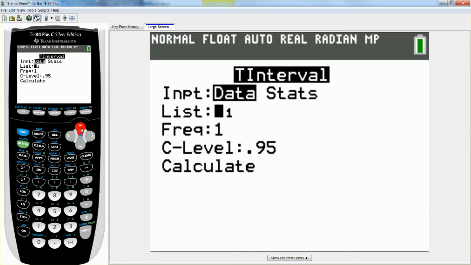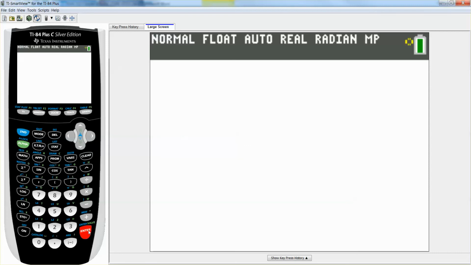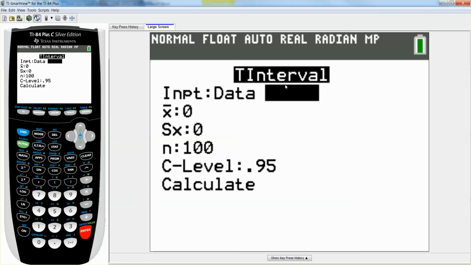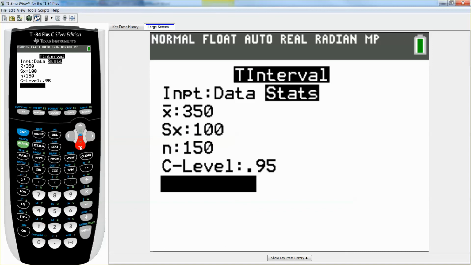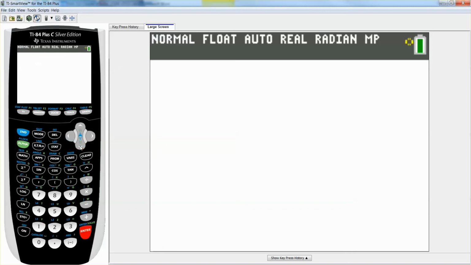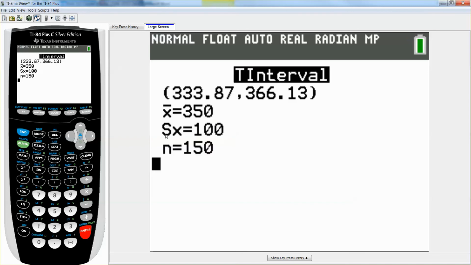Now, if you don't actually have a column of data, if no data was given to you, then they must have given you enough information to use stats. Stats is the one you use if they give you a big paragraph with lots of words in it, but no data table. So there's stats, and you would type in values like 350 and 100 and so on, and then put in your confidence level and then calculate. And when you do that, it'll tell you what x bar was, what s was, what n was. Of course, we knew those three in order to use stats in the first place.